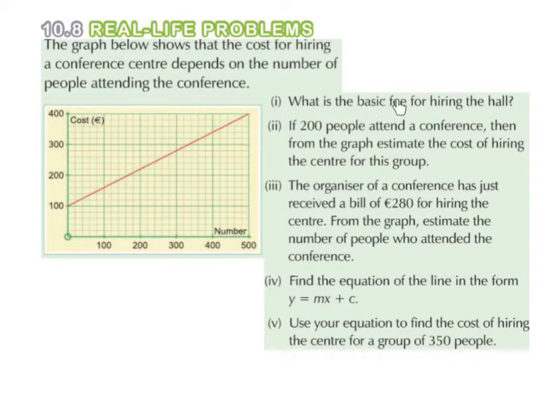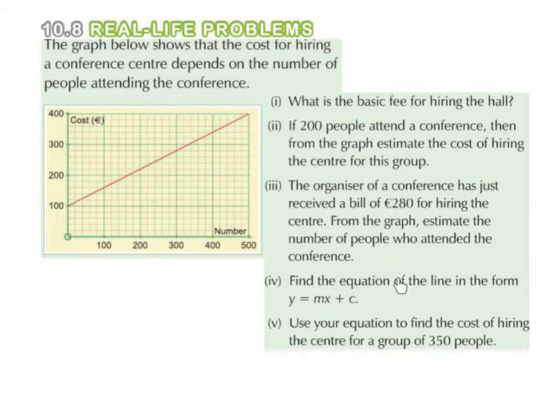Question 1. What is the basic fee for hiring the hall? Question 2. If 200 people attend a conference, then from the graph, estimate the cost of hiring the centre for this group. Question 3. The organiser of a conference has just received a bill of €280 for hiring the centre. From the graph, estimate the number of people who attended the conference.